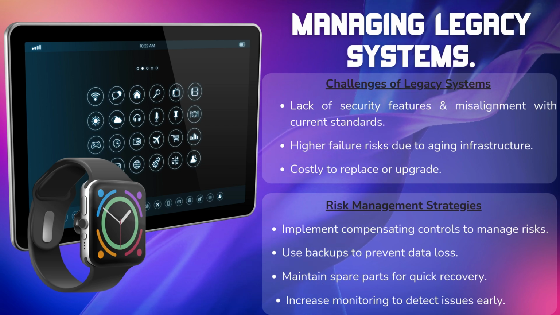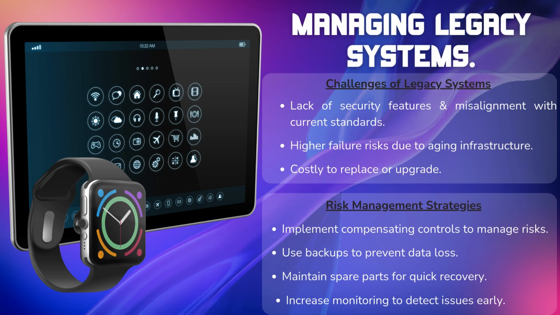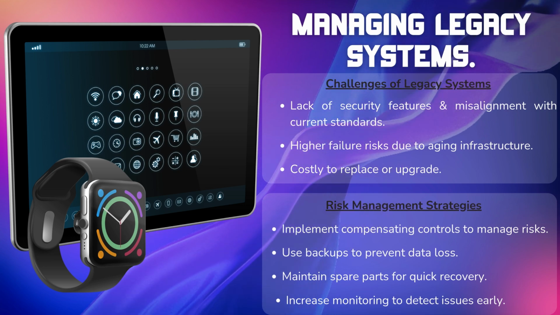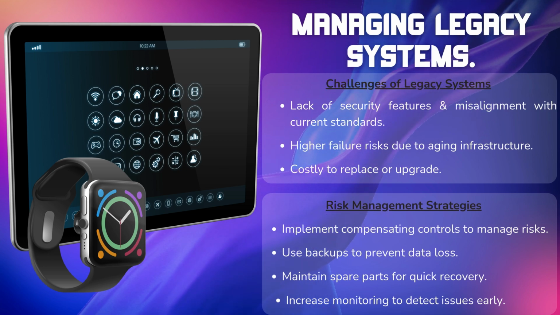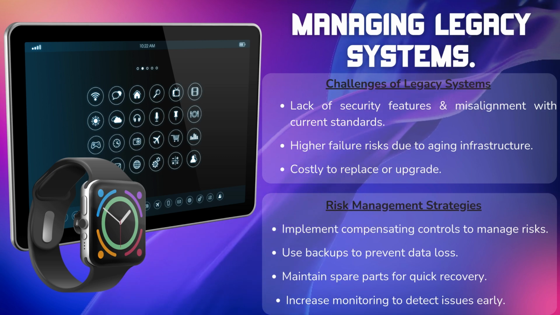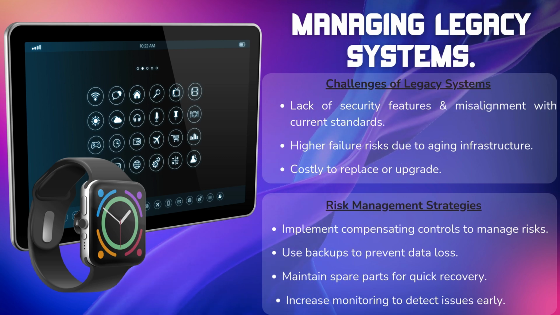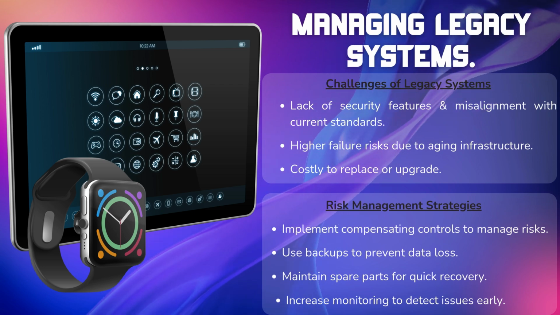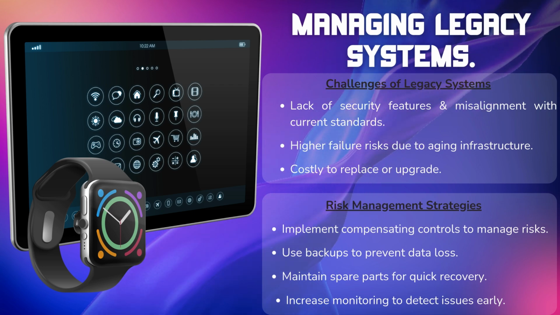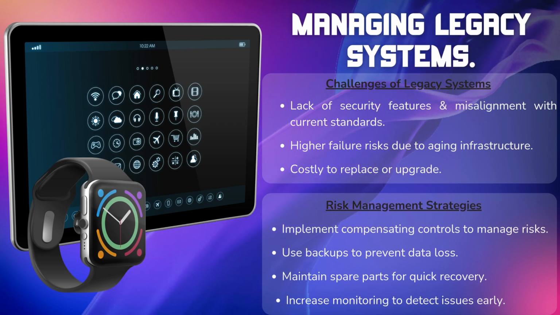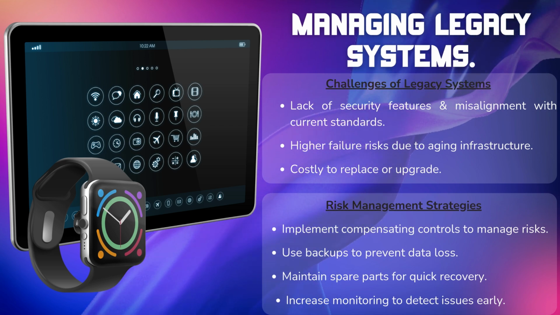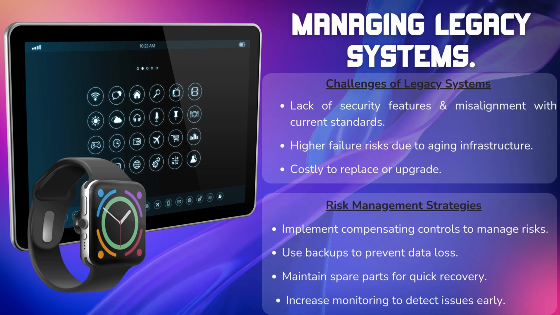Hackers exploited old security flaws, disrupting operations and exposing customer data. The company had to quickly implement compensating controls, upgrade security, and create stronger backup plans to prevent further damage. So, while legacy systems may still work, ignoring their risks can lead to big trouble. Now that we've understood managing legacy systems, let's talk about something just as important: system ownership and responsibility.